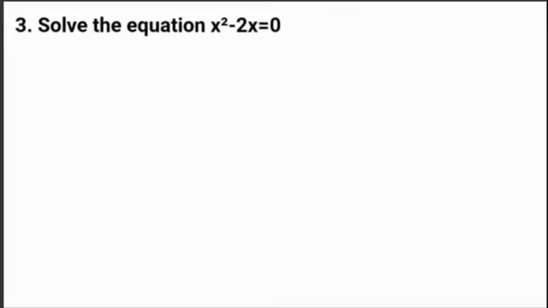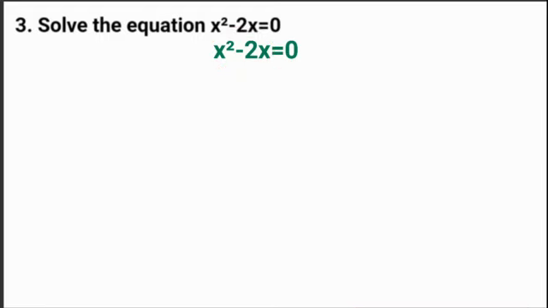Okay, so question 3 was the equation x squared minus 2x is equal to 0. They're asking us to solve the equation x squared minus 2x is equal to 0. So what we need to do first, we're going to rewrite this equation down here. The first thing we need to do is factorize this section, x squared minus 2x. That's what we're going to do.